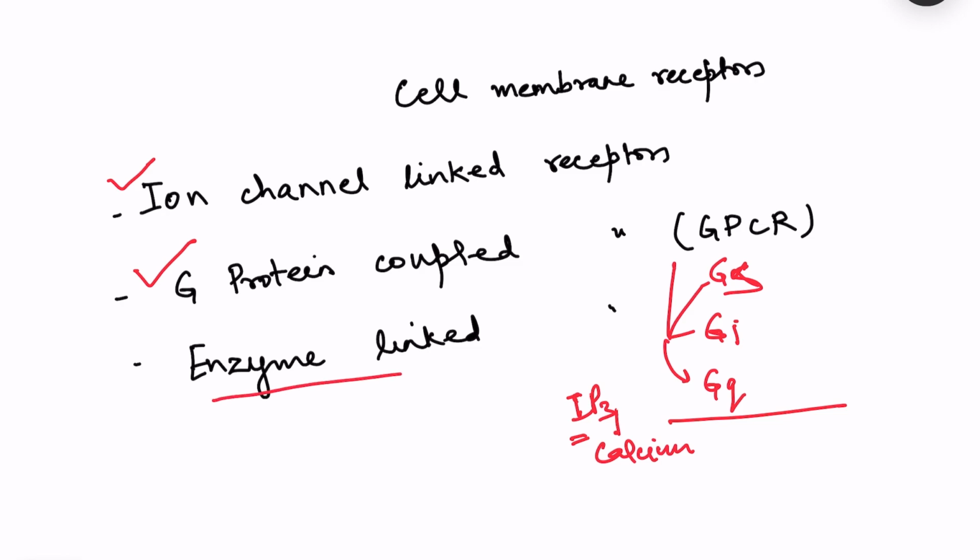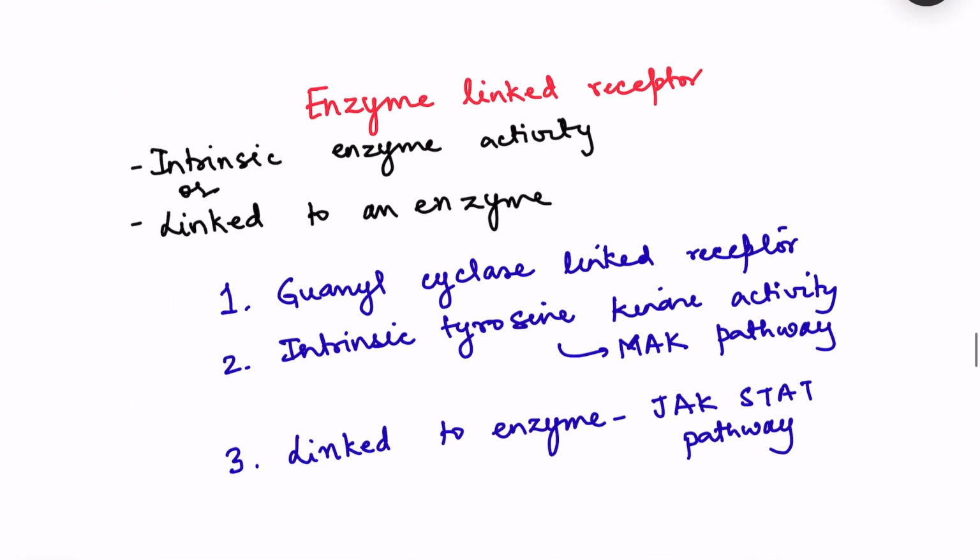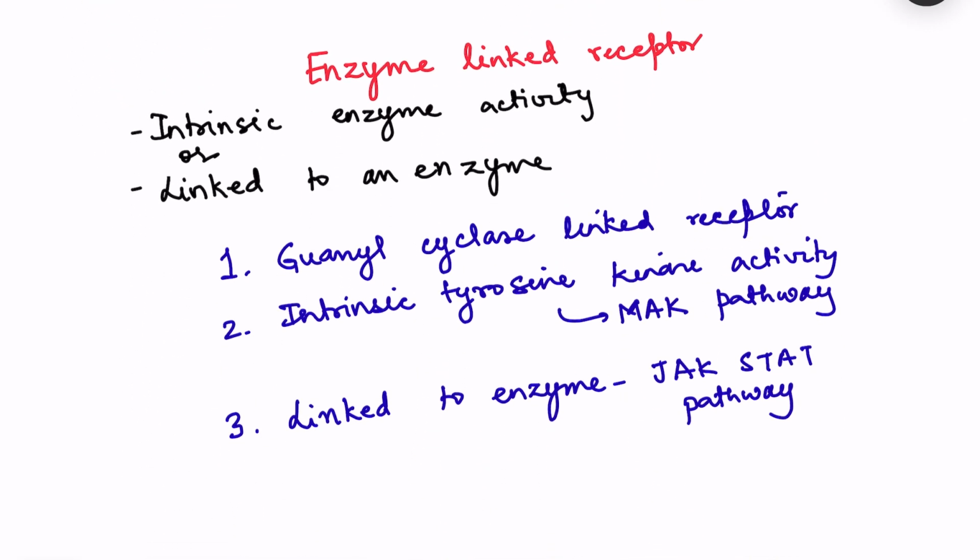Moving on to the enzyme linked receptors. What are these enzyme linked receptors? As the name indicates, these enzyme linked receptors are linked with an enzyme. Now that can be an intrinsic enzyme activity, where the receptor itself has an enzyme activity, or there can be association of an enzyme, a nearby enzyme associated to it. That means the receptor itself does not have the activity, but a nearby enzyme is associated with it, and with the binding of the ligand there is activation of the enzyme.